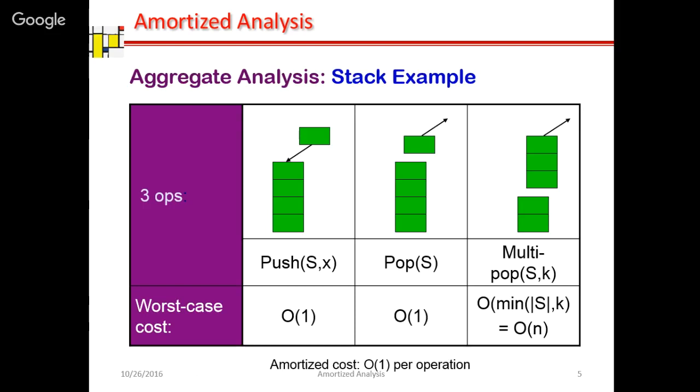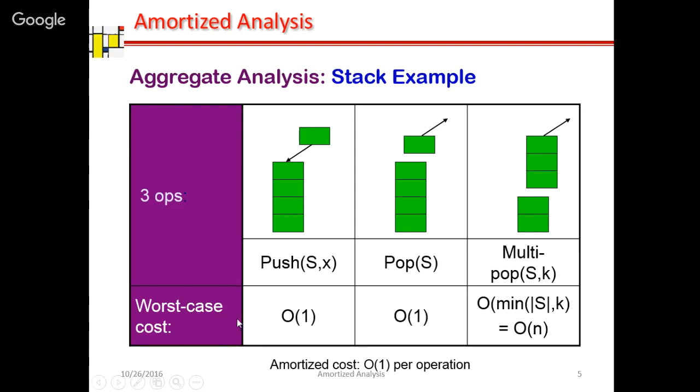Let's look at the different operations here. We look at push, pop, and multi-pop. In this case, we have a stack example. Push is when you're adding things onto the stack. Pop is when you're popping something out of the stack, and multi-pop is when you're popping out more than one item from the stack.